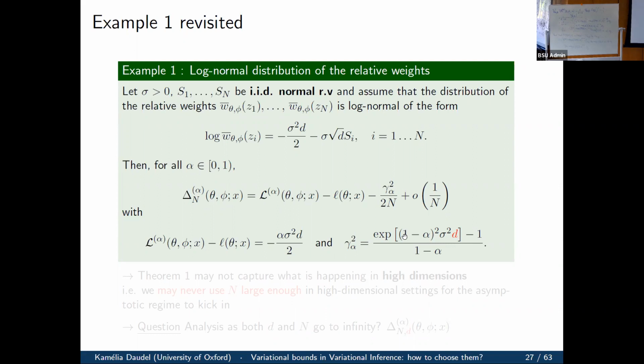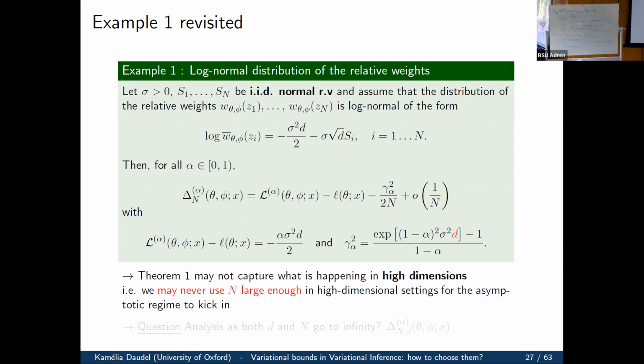This is a problem that I can sort of alleviate with the choice of alpha. However, if I keep increasing my d like crazy, this term is going to blow up. What does it mean on a high level? It means that theorem 1 may not capture what is happening in high dimensions, and that we may never use an n large enough for our asymptotic regime to kick in. So this is quite a problem with theorem 1. It doesn't mean that theorem 1 is bad. It just says that if you wanted to use it with small values of n in high dimensional settings, this might actually not work.